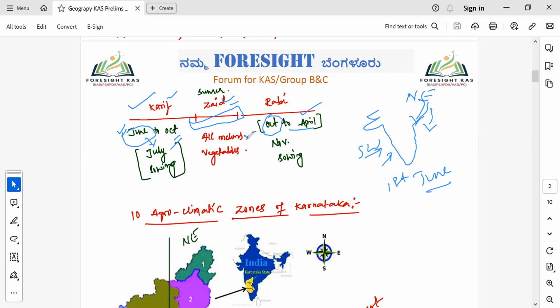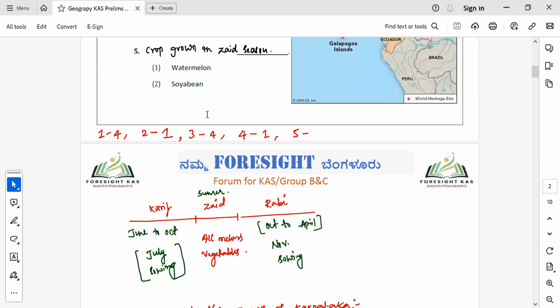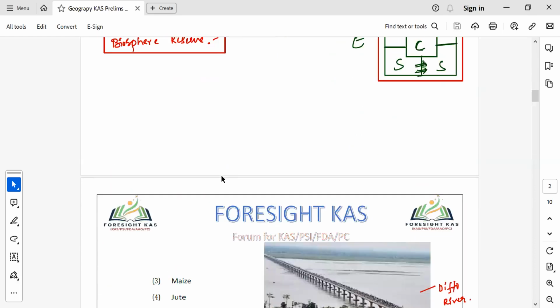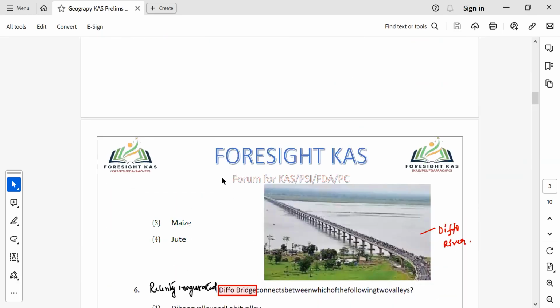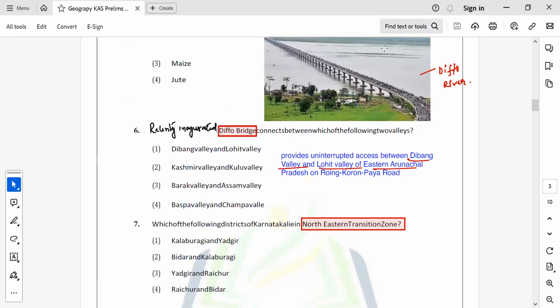We'll take all kinds of melons here, like musk melon, watermelon, and all the vegetables which require at least 40 to 50 days. So these seasons are very important, and you can see how they have asked the question. Crop grown in Zaid season: watermelon, soybean, maize, and jute. So of course, watermelon would be the answer. So this has been current affairs, but related with geography.